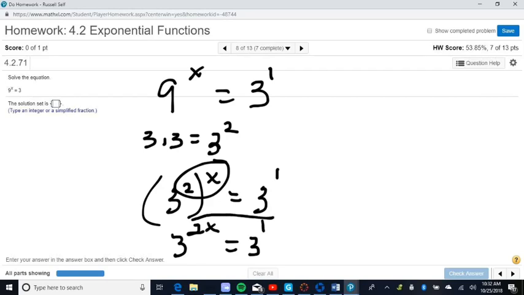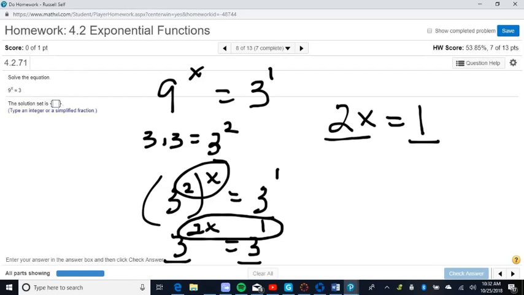Now all I need to do is take these exponents, because you see the bases are the same, so who cares, right? They would divide away if you solve this. So just take those exponents and set them equal to each other, and then solve.